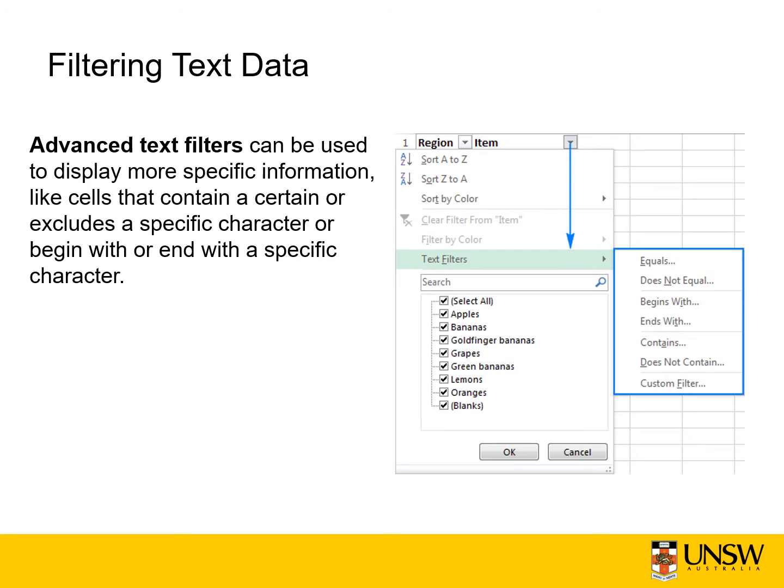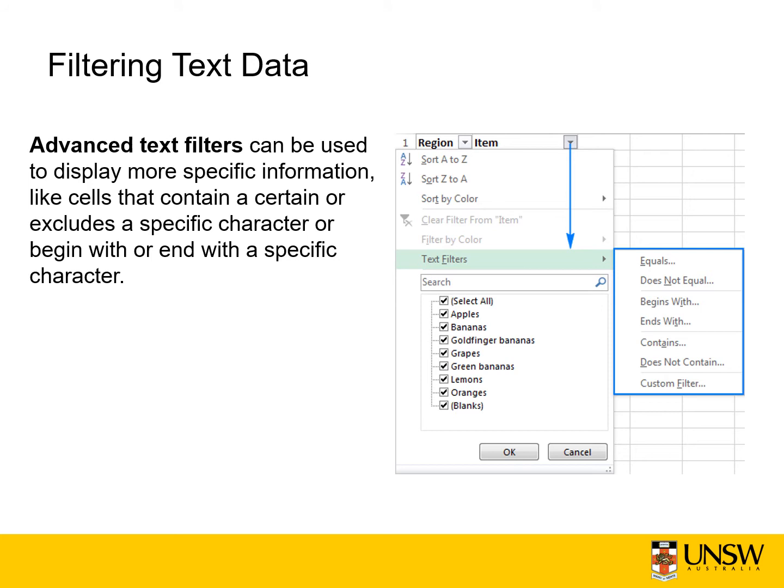The first one is filter by text. When you want to filter a text column, you can leverage a number of advanced options provided by text filters. For example, you can filter out cells that begin or end with a specific character. You can filter out cells that contain or don't contain a given character, and filter out cells that are exactly equal or not equal to a specific character.